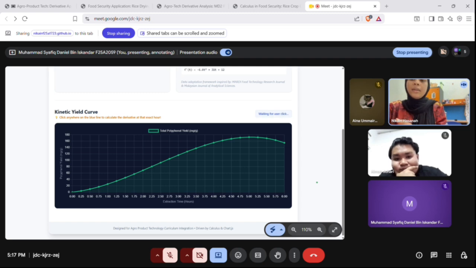One recommendation to improve this HTML website is by adding more interactive features such as hover animation, live derivative calculation, or responsive mobile optimization. In conclusion, this project successfully demonstrates how calculus and mathematical modeling can be applied in agro-product technology and food processing. By using derivative and graphical analysis, we can determine the optimal extraction time for Malaysian roselle and improve industrial efficiency. Thank you for listening. Next, I will give to my friend.